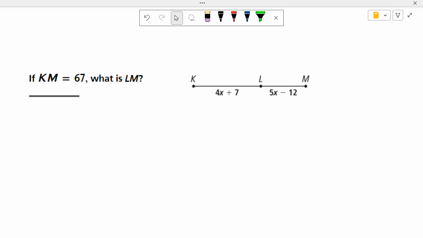So now we know this. So 5 times x, 40 minus 12. 40 minus 12, 28. Work together. Talk about this.